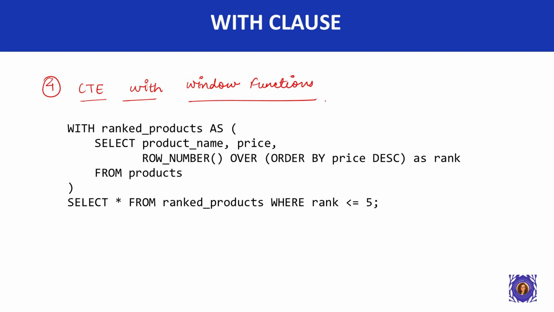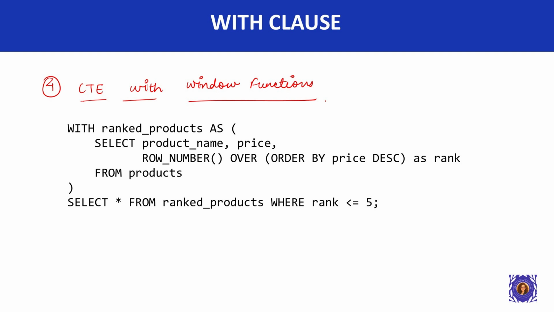Within the CTE, row_number is applied over the products table, ordering the rows by price in descending order. This assigns a unique rank to each product, with the highest priced product receiving a rank of 1.